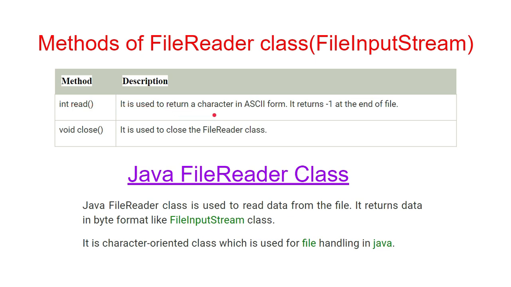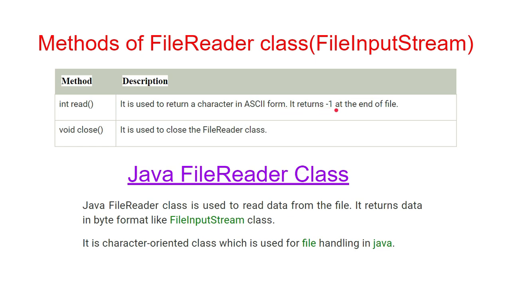So many people get confused, thinking the read method will return the whole data, but it does not. It will return one character at a time as an ASCII value. Then you have to convert those values into character values, and only then can you print them. If there is no data, if it is the end of the file, it will return -1. Those are the things you have to understand.